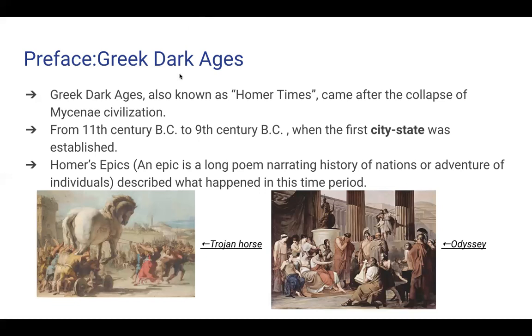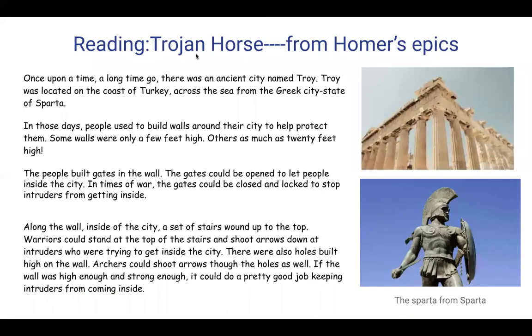It was an epic. An epic is a long poem narrating the history of nations or the adventures of individuals. Representative stories, like the Trojan Horse or the Odyssey, are all from Homer's epics. And so now we're gonna do the reading of the Trojan Horse from Homer's epics.